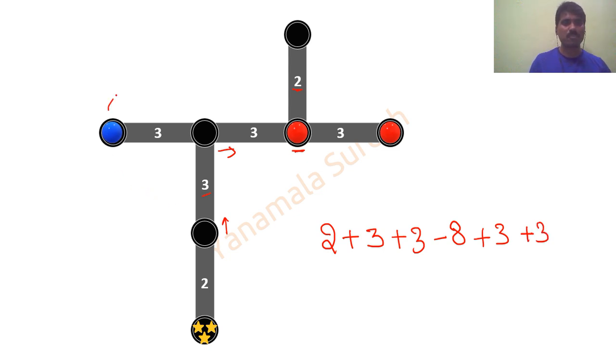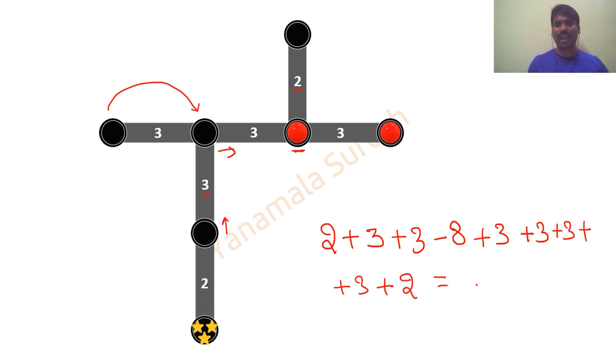I have to bring this blue ball till here. I mean to say that I have to use a number called 3. Done. Plus. Now from here to down, plus 2. Done. It reaches the actual position.